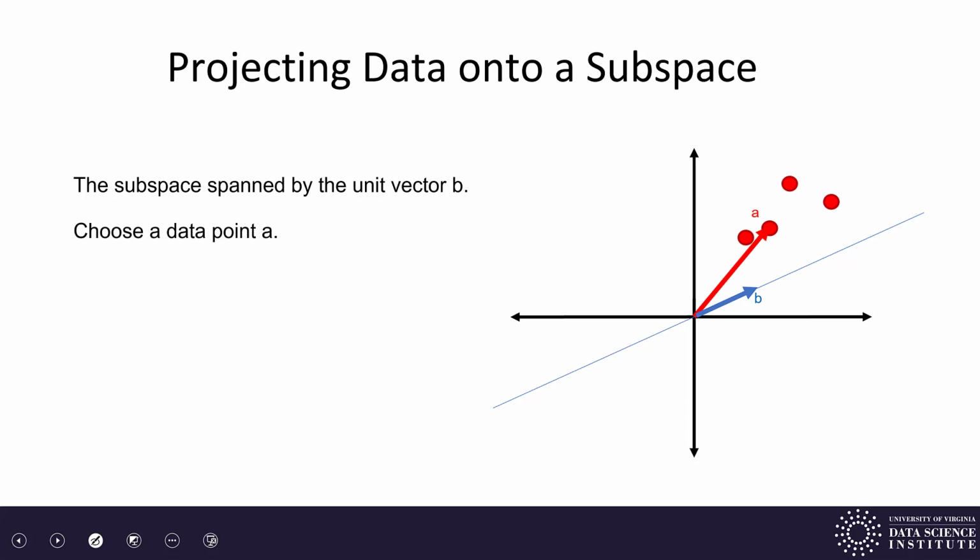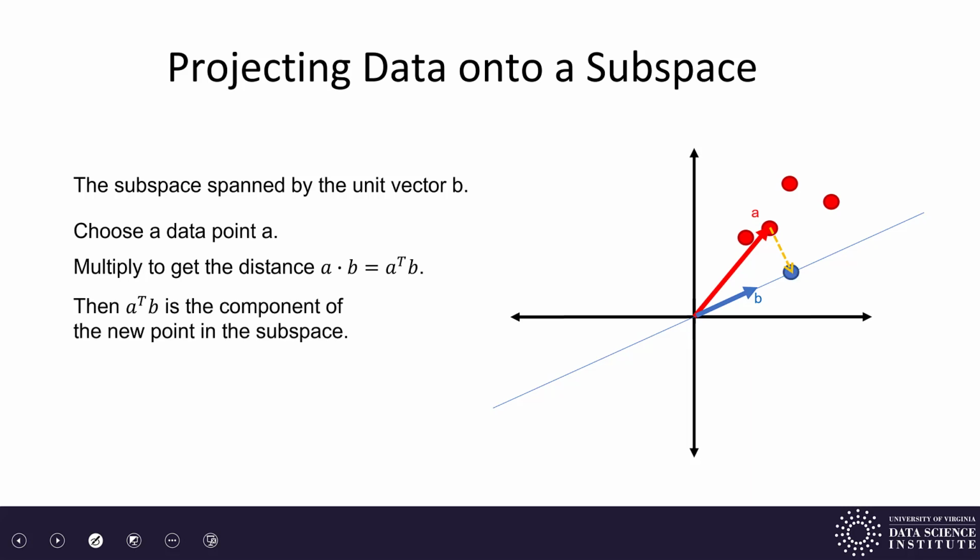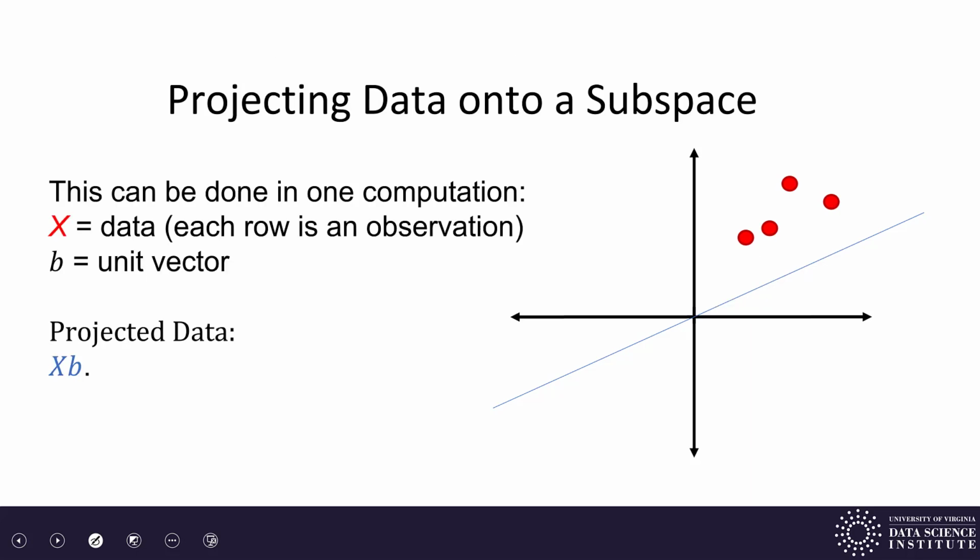And then for each data point A in our data set, we're going to compute the distance A dot B, or in matrix notation, A transpose, then matrix multiplied by B, and that will give us this new point shown as the blue dot in the plot, which is the point in this subspace that we've projected A onto. And we can do this for all the points, and this gives us our projection of our data into the subspace spanned by B, or into the subspace, which in this case is just a line.